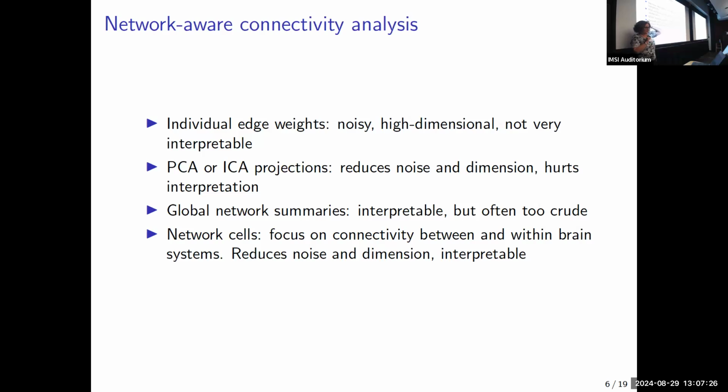Then the global network summaries, that's popularized by Olaf Sporns and people like that. They were very popular to start with, potentially very interpretable, but I think often too crude. There are just not enough of them. There's maybe 5 numbers that will give you a global summary, and that's just not enough to get an interesting answer. So this is increasingly global in resolution. And so cells are supposed to get somewhere in between: be interpretable, but still try to reduce noise and dimension.